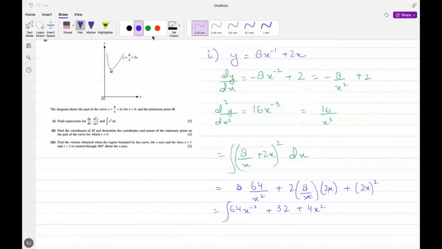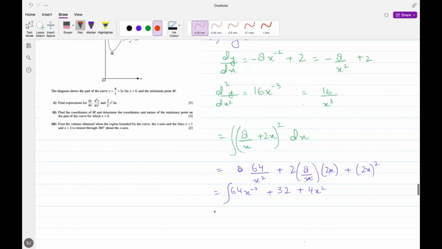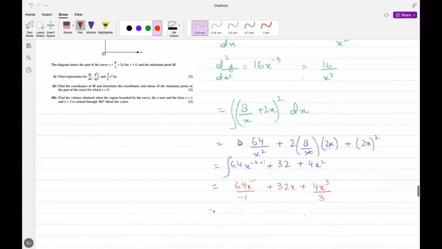Now applying the integration sign to all these three terms. Integrating 64x to the power minus 2, we'll increase the power by 1, so this will become minus 2 plus 1, so 64x to the power minus 1, and we divide it by the new power. Plus integrating 32 will make it 32x. And we increase the power by 1 over here, so this will become 4x cubed divided by the new power, which is 4x cubed upon 3. So we can write this as minus 64 upon x plus 32x plus 4x cubed upon 3.